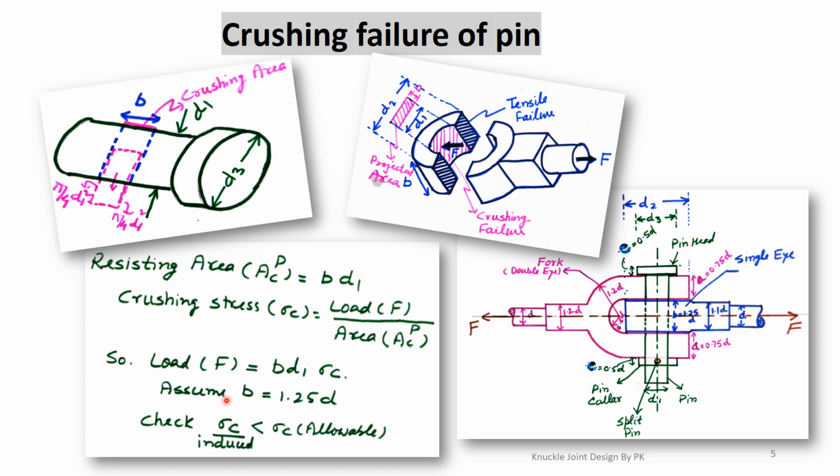Here we assume that B is equal to 1.25D. This is the empirical formula between B and D, so B is taken as 1.25D. We put the value of B here, and the value of D1, because we have already found the value of D. The only thing we have to find from this equation is the induced crushing stress, and we check that the induced crushing stress is less than the allowable stress. If this criterion is followed, then our design is safe up till here.